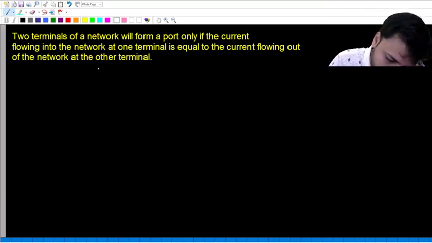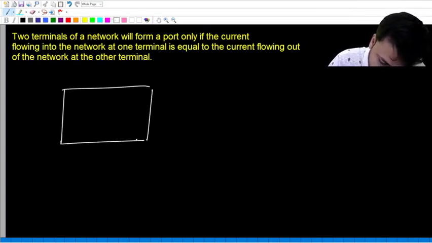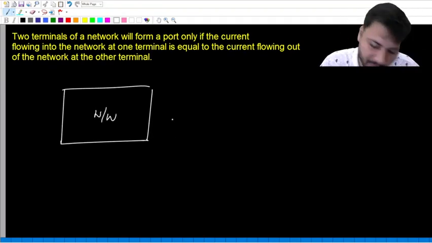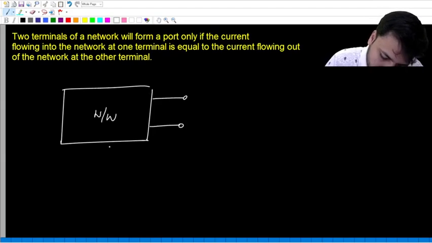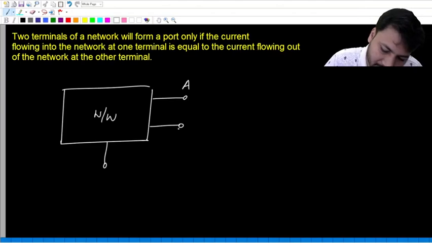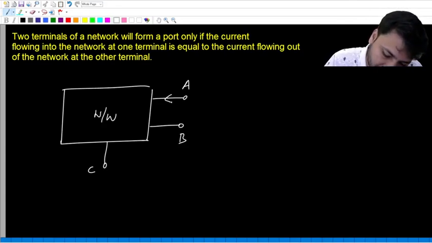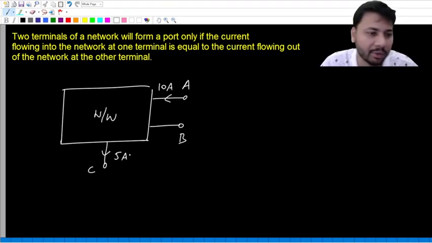Okay. So I'll just give you an example. Let's say you have a network. So this white color box is a network. And a network can have any number of terminals. Okay. Let's say this terminal A, this terminal B, and this terminal C. Okay. And let's say the current flowing at terminal A is 10 amps. And let's say the current flowing at terminal C is 5 amps.